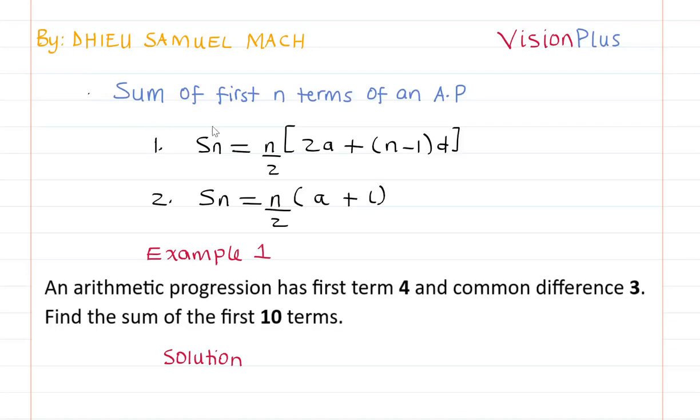Sum of the first n terms of an AP. How do we find the sum of the first n terms of an AP is what we are looking at. There are two formulas that we can use to find the sum of given terms of an AP. The first formula is here and the second formula is here.